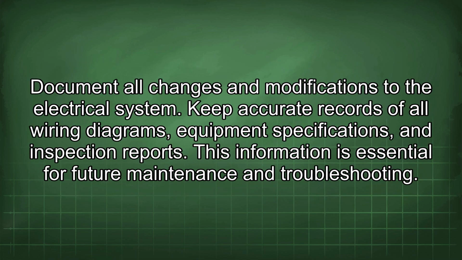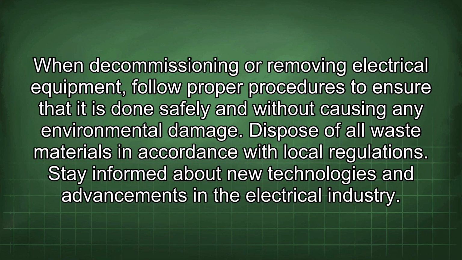Document all changes and modifications to the electrical system. Keep accurate records of all wiring diagrams, equipment specifications, and inspection reports. This information is essential for future maintenance and troubleshooting. When decommissioning or removing electrical equipment, follow proper procedures to ensure that it is done safely and without causing any environmental damage. Dispose of all waste materials in accordance with local regulations.